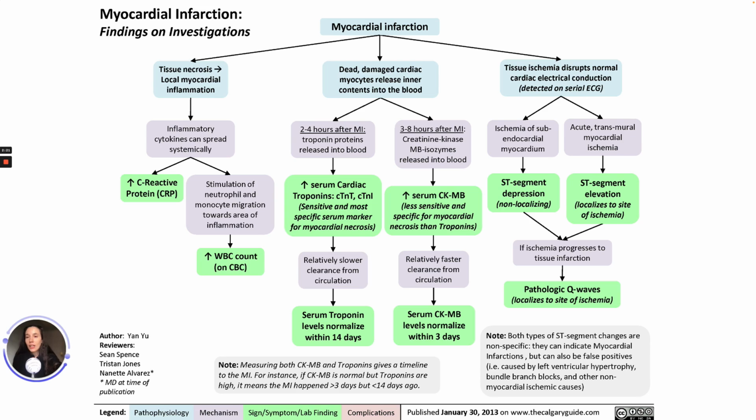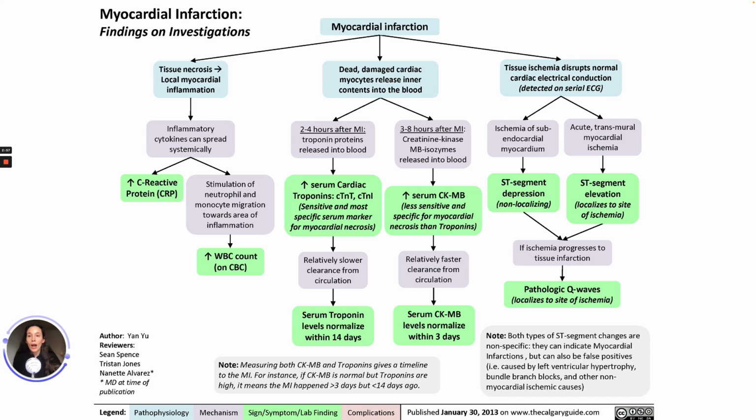We can see that an MI leads to tissue necrosis and local myocardial inflammation, which leads to inflammatory cytokines that spread systemically. And this is what's going to increase the C-reactive protein and also stimulate neutrophil and monocyte migration towards an area of inflammation. So it may also increase the white blood cell count. Then if we look at the next one, dead or damaged cardiac myocytes release inner contents into the blood.